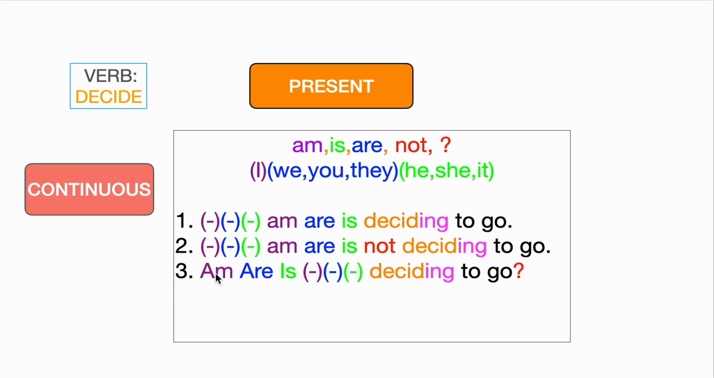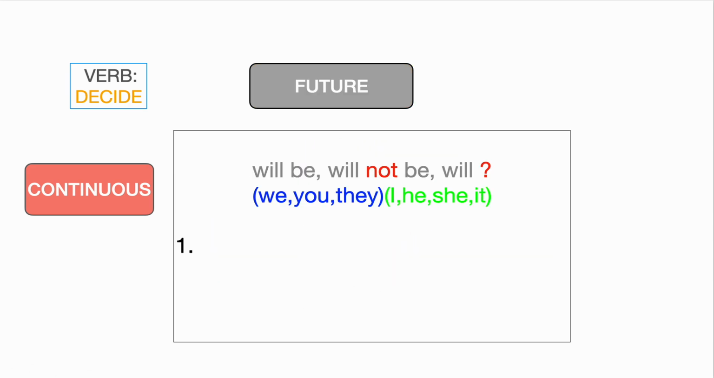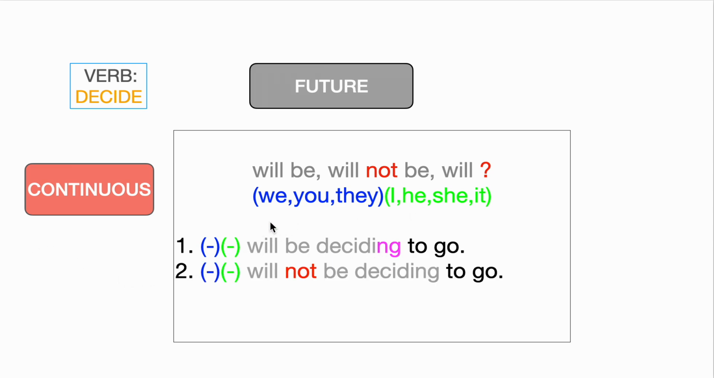And then a question, am, is, are is first. Am I deciding to go? Are they deciding to go? Is it deciding to go? And then continuous with will be deciding. And it's any of these. You will be deciding to go. He will be deciding to go. Or you will not be deciding to go. Or she will not be deciding.